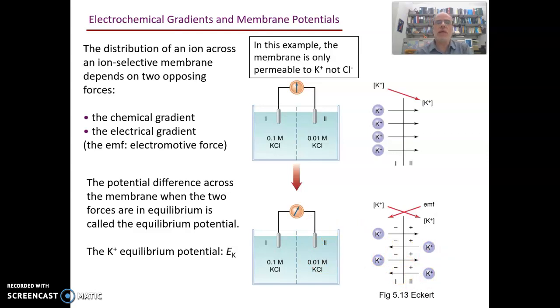Now, it's important to remember that in living cells, membranes actively establish electrochemical gradients, primarily via the actions of the sodium-potassium ATPase pump, and that passive diffusion of ions is controlled by ion channels which are gated.